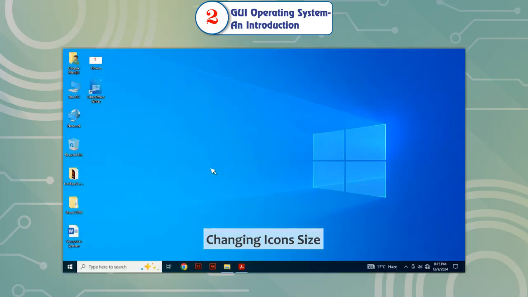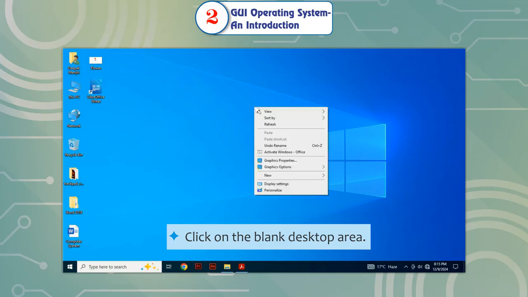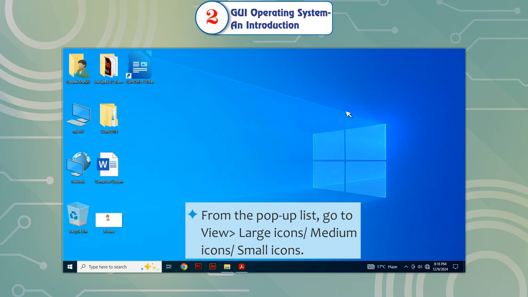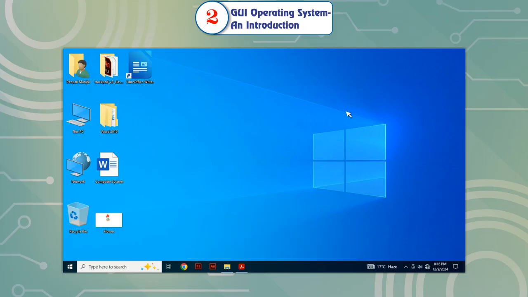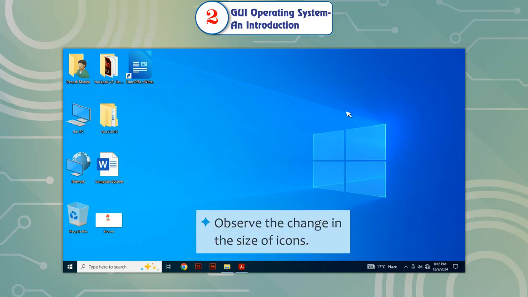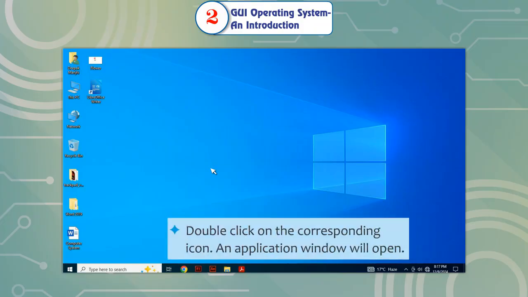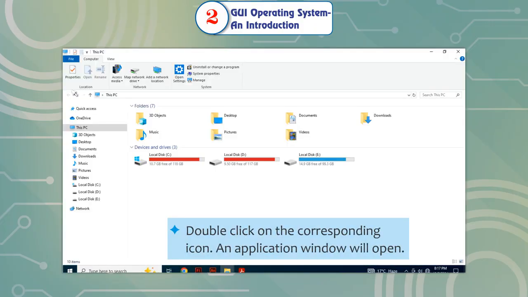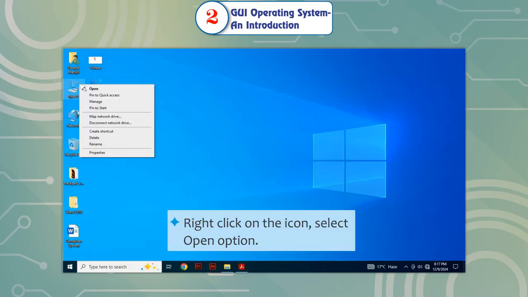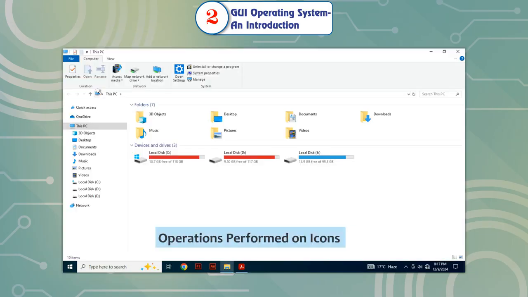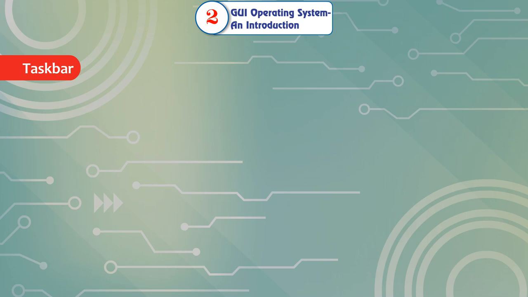Changing icons size. Click on the blank desktop area. From the pop-up list, go to View, Large Icons/Medium Icons/Small Icons. Observe the change in the size of icons. Opening an application. Double-click on the corresponding icon. An application window will open. Or right-click on the file. Select the Open option. Operations performed on icons.